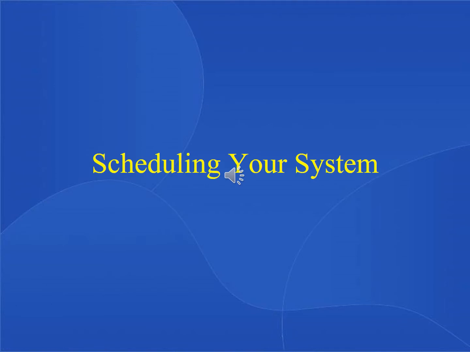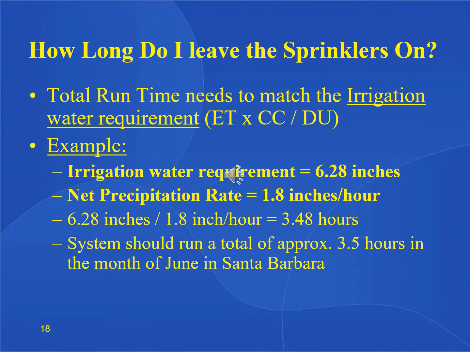And now let's talk about some basics of scheduling your irrigation system. Okay, so you figured out how much water is being lost from your landscape and how much water you need to apply, but then how do you schedule your irrigation system to apply that amount? Again, we figured the total run time of your irrigation system. It needs to match the irrigation or the plant water requirement. And the plant water requirement was the ET rate times the crop coefficient divided by the distribution uniformity.